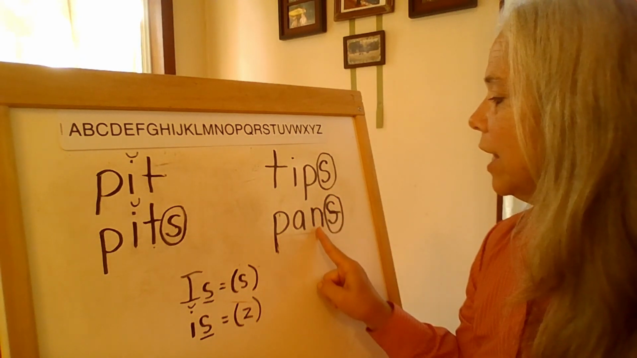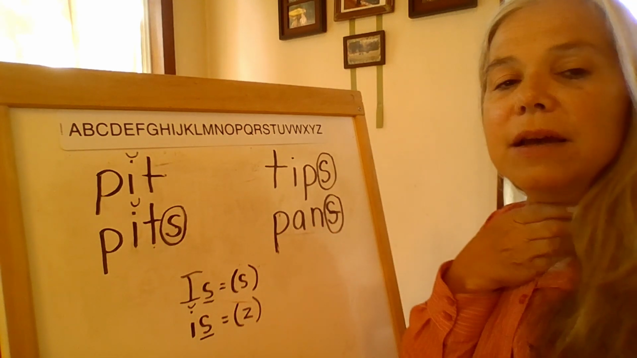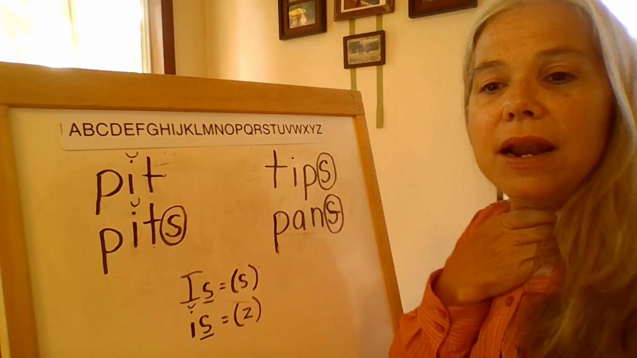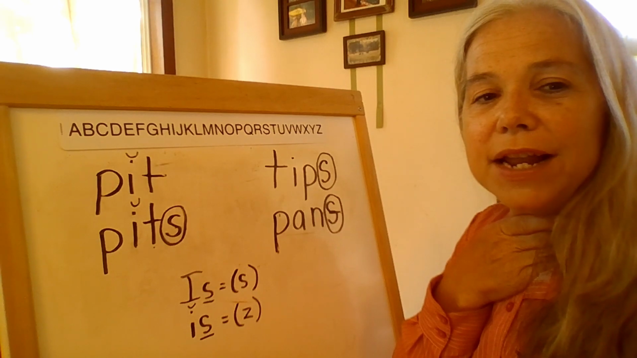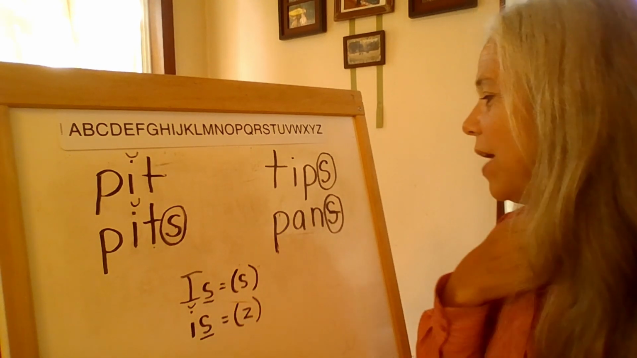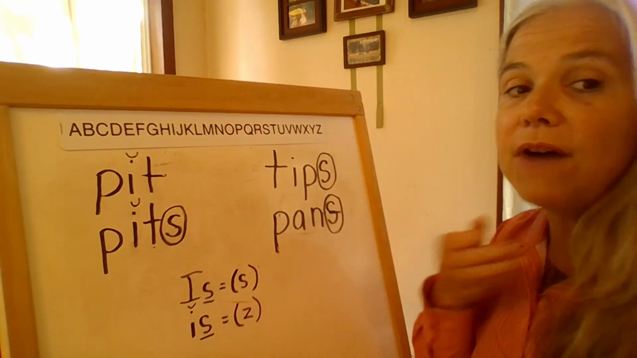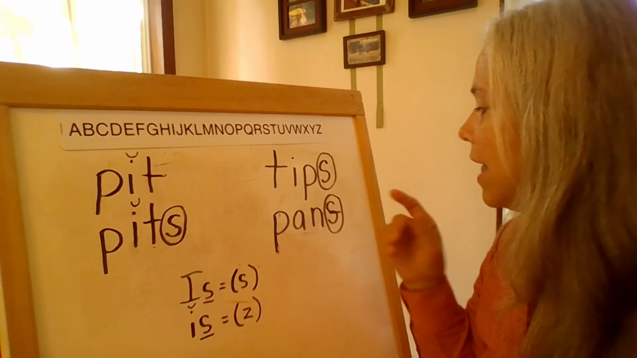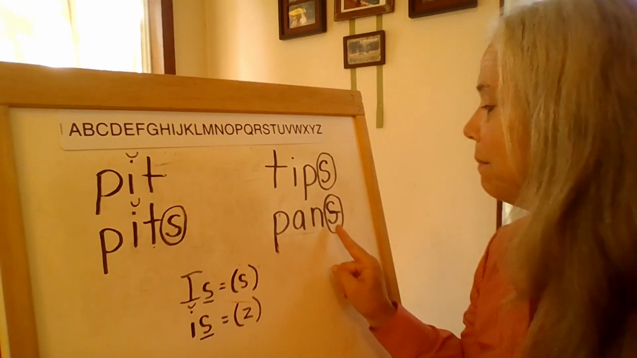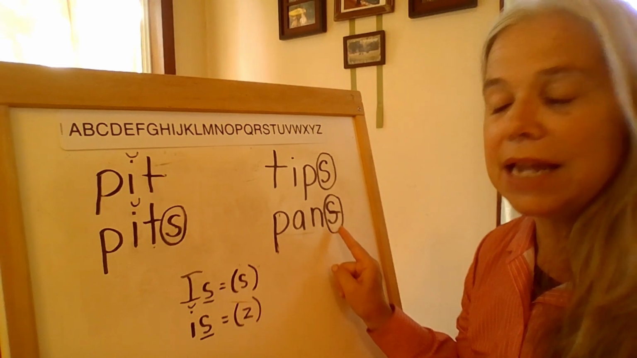All right, let's look at the letter N. Touch your throat and make the N sound. Mm, do you feel it vibrating? You do. Well, that's great. So that means that if you have a consonant that is vibrating, a voiced sound, that's going to make the S be voiced and make the Z sound.